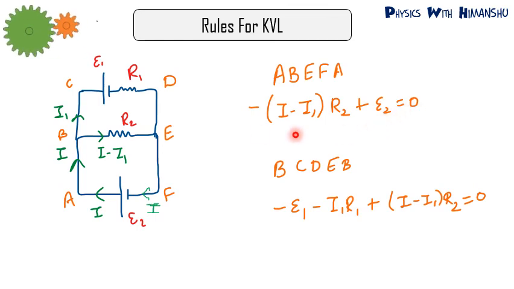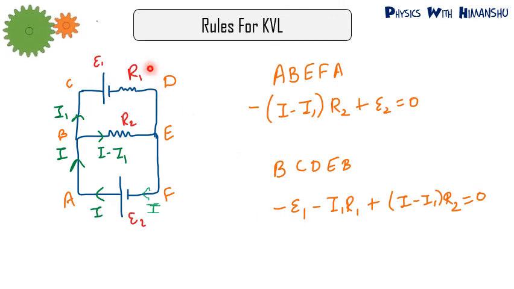But we have two variables. The variables are I1 and I. So how to find the second variable? We'll write one more equation. So B, C, D, E, B. From B to C there is nothing. From C to D you will meet the positive terminal first, so you will write minus E1.